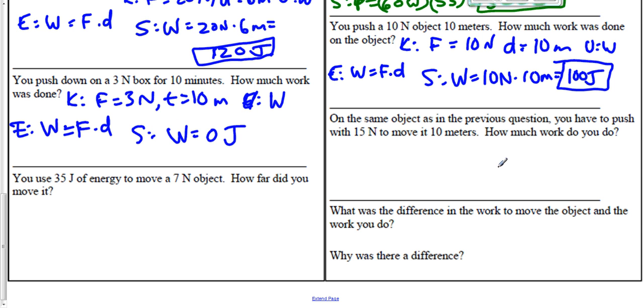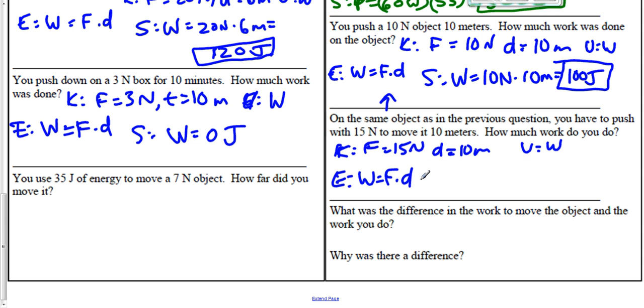Okay, on the same object as in the previous question, you have to push with 15 newtons of force to move it 10 meters. So I guess this is referring to this one. Okay, to move it 10 meters, how much work do you do? Okay, so it's the same as the previous one. Well, we got to change the force. So force equals 15 newtons, distance equals 10 meters. Our unknown is work again. Our equation is again work equals force times distance. Our solution is going to be work equals 15 newtons times 10 meters, which is going to be 150 joules.